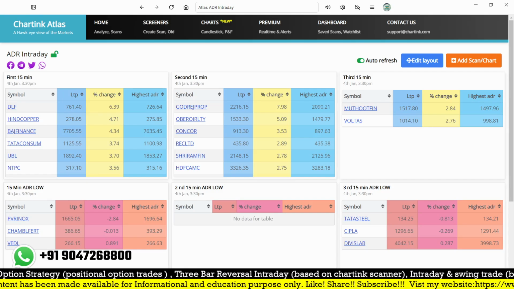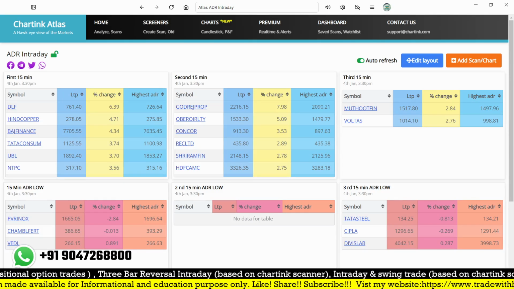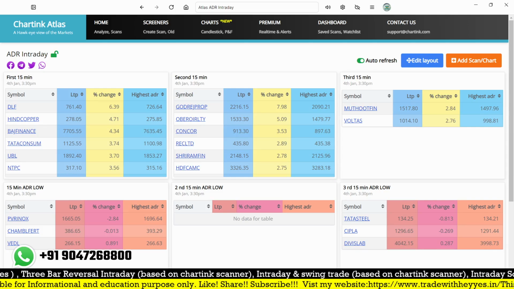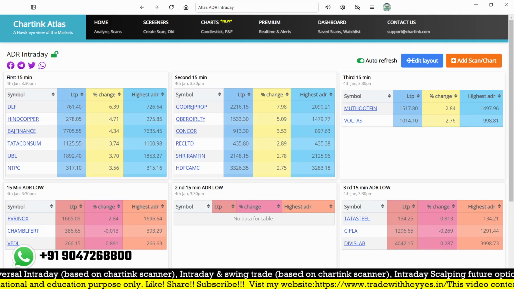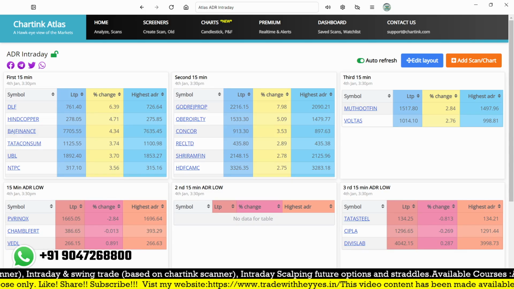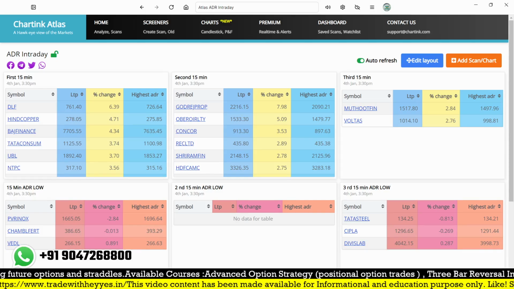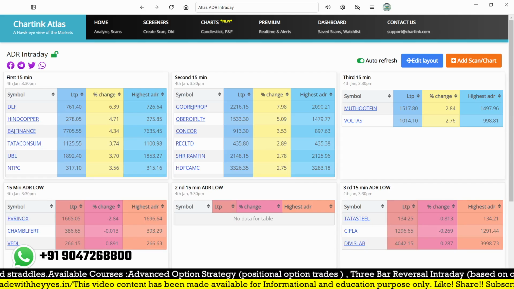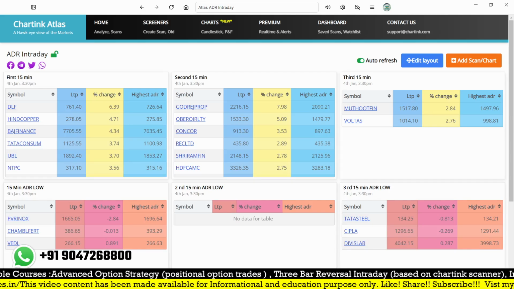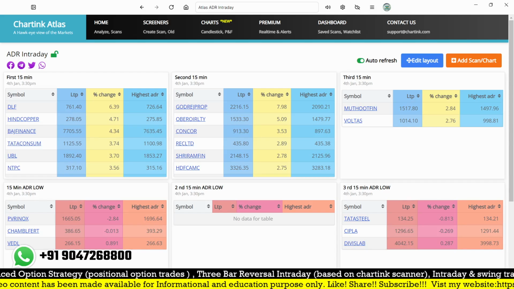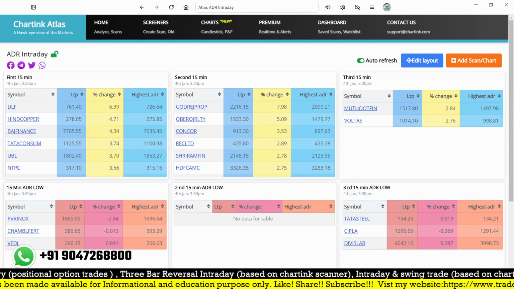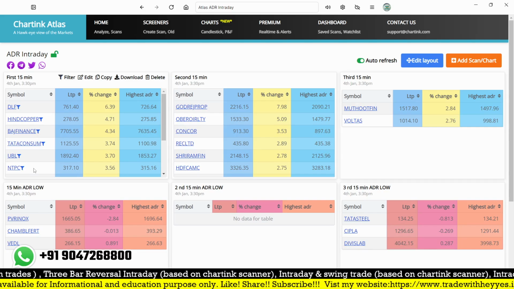In this video, I'm going to discuss my ADR scanner, which I'm looking at for intraday trading with options. Today, a lot of stocks like DLF, Indian Copper, Bajaj Finance, I think it finally recovered. Tata Consumer Products on the second candle, Godrej Properties is giving such a good move. And OB Realty, Kankar, that is also giving a 20 points move. And one more stock is NTPC, that also gave some good move, and after that it recovered back.